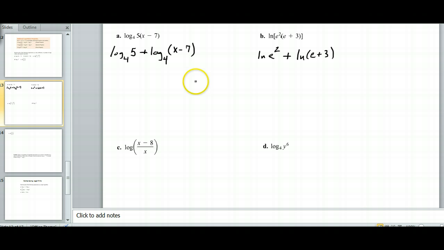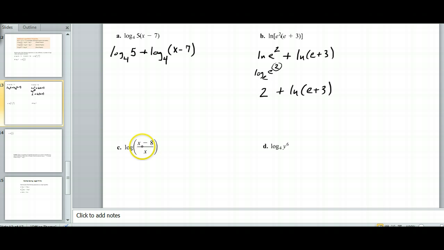Now, notice it also said simplify as far as possible. Remember, the natural log of e squared is the log base e of e squared, and using that third property again, these are the same bases, so we just end up with the exponent. So this is 2 plus the natural log of e plus 3. Nothing we can do about this e plus 3, but the ln and the e squared wipe each other out, and that 2 just drops down.